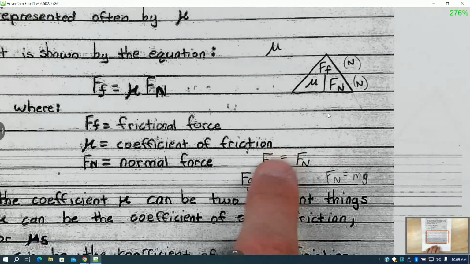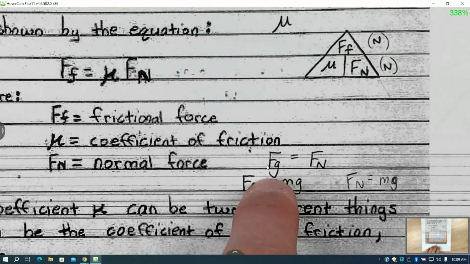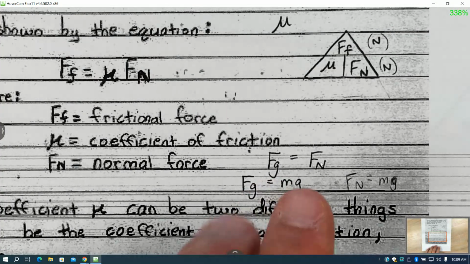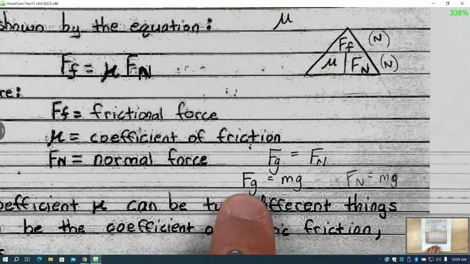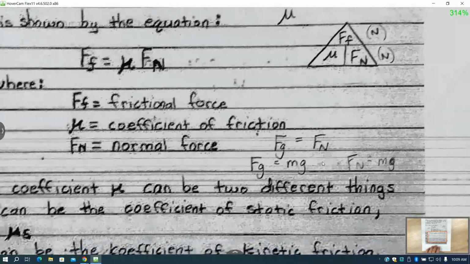Now, a lot of times you're going to be given mass in a problem. So how do I find Fn? Well, Fg and Fn are going to be equal on flat surfaces. Those are the problems that we're dealing with. So Fg is going to equal m times g. Remember that for g, we are using the value of 10.